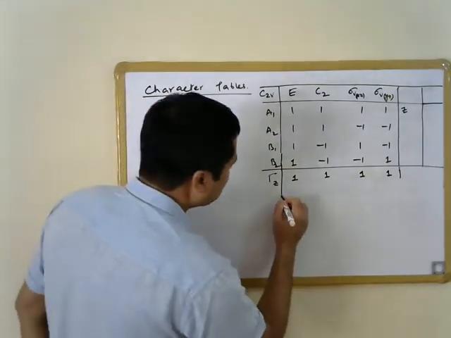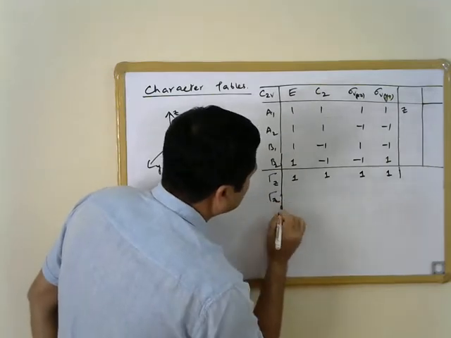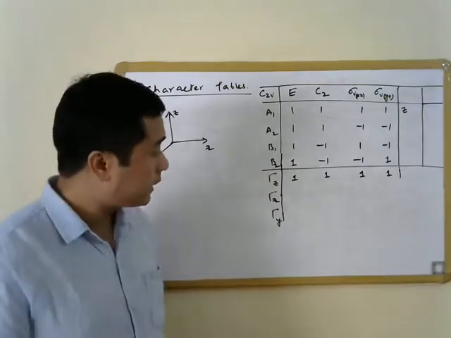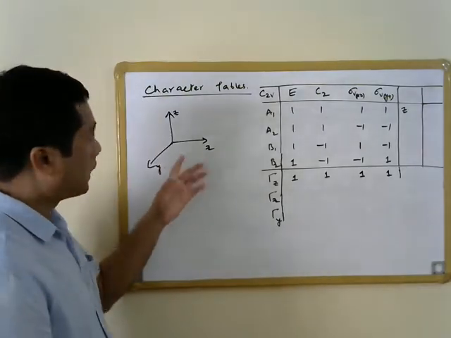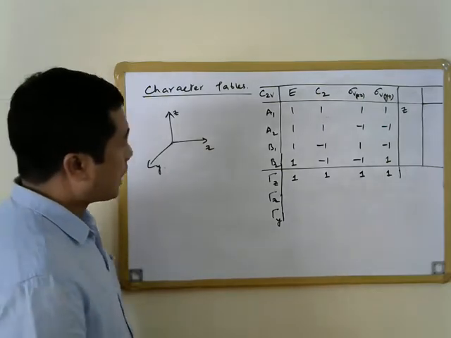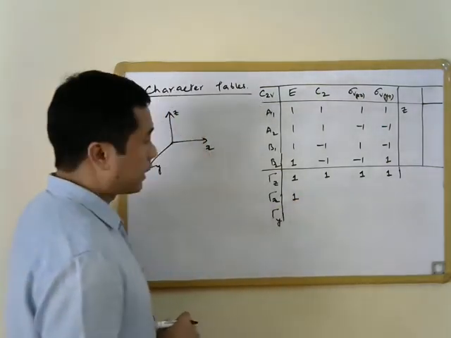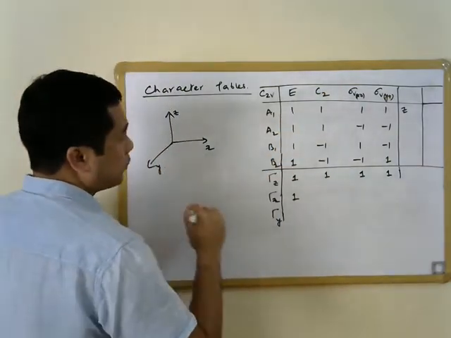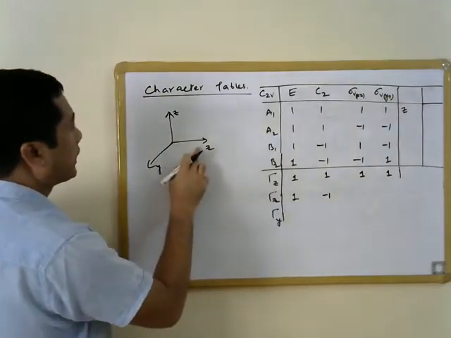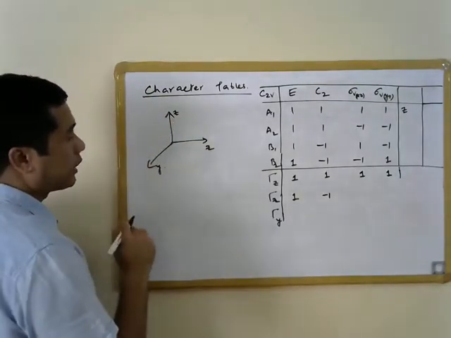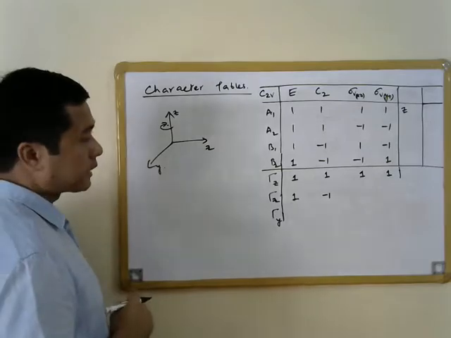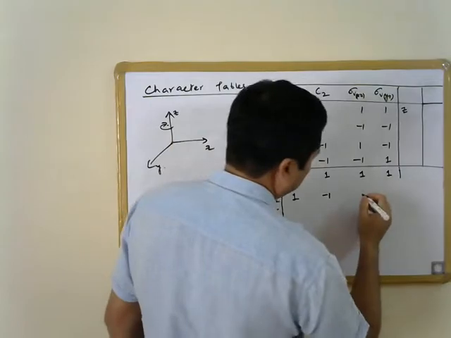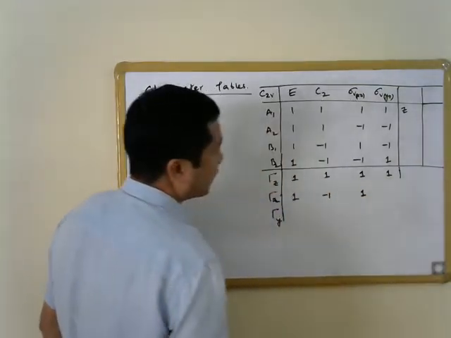So now let's also find out gamma x and gamma y, to find out how these coordinates transform. When we do gamma x, taking only the x coordinate as the basis, the character for the identity operation is going to be +1. The character for C2 is going to be -1, because x will go to -x when we do the C2 operation along the z-axis in this way. And then when we do sigma v xz, x is not going to change direction, so it is going to be +1.